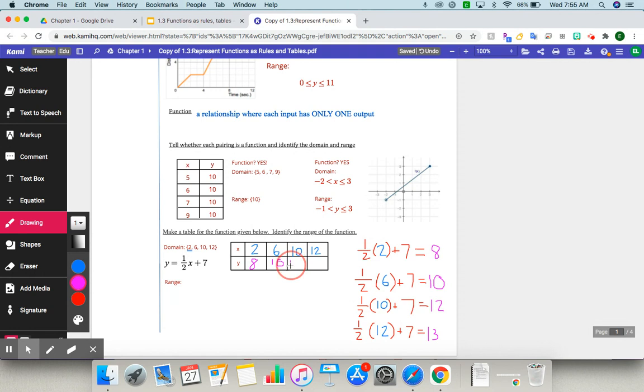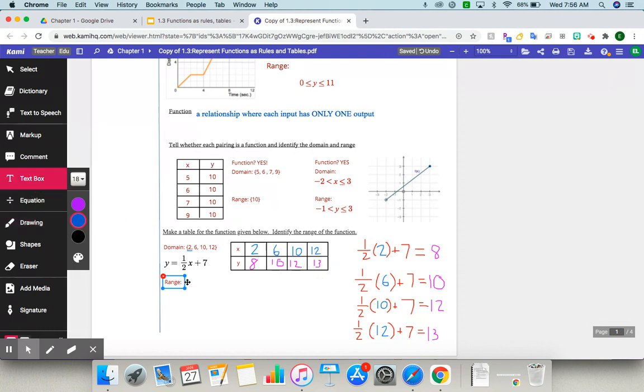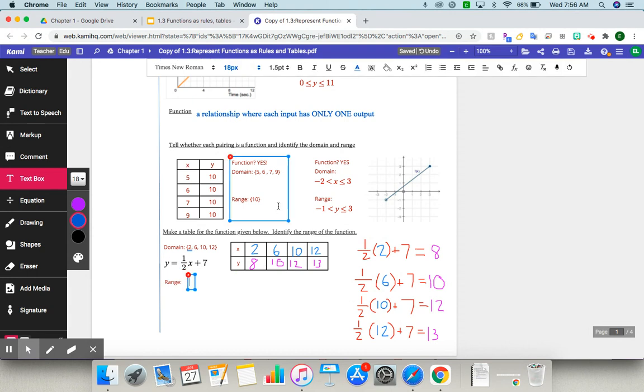And then I would state my range as these 4 values that are written in purple, since those represent my y values. And since it's just 4 individual numbers, I can just list them as is instead of writing an inequality.